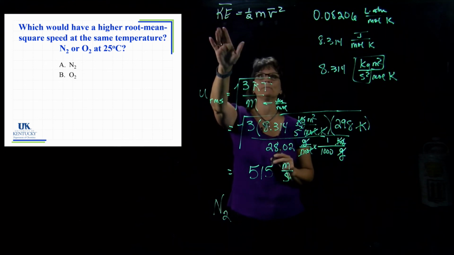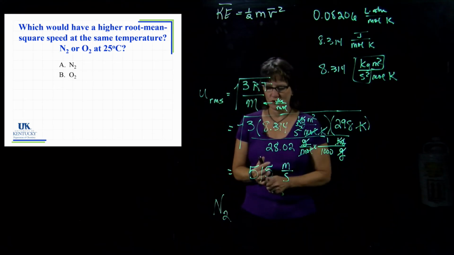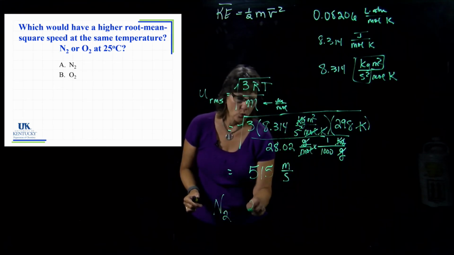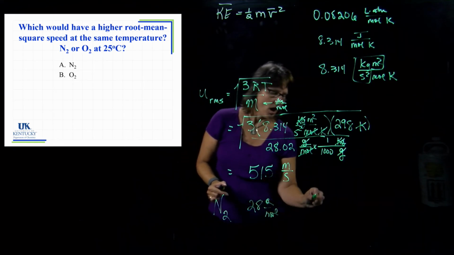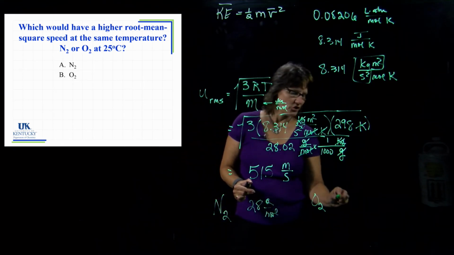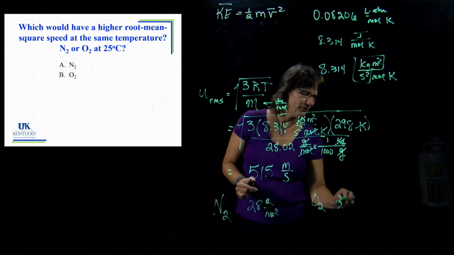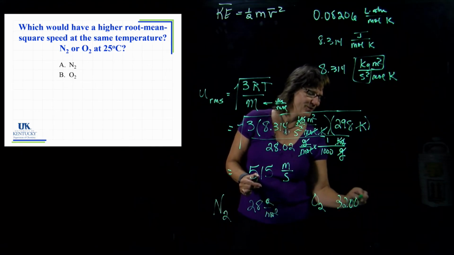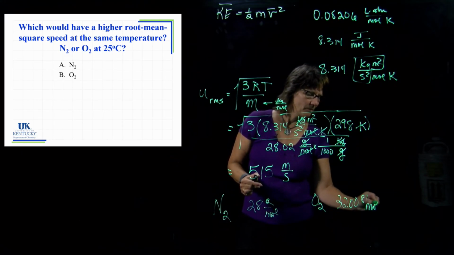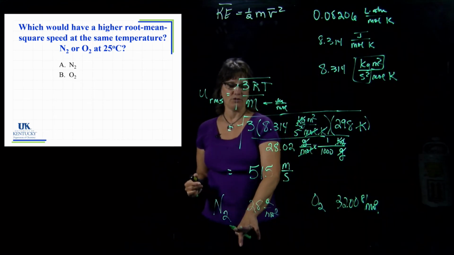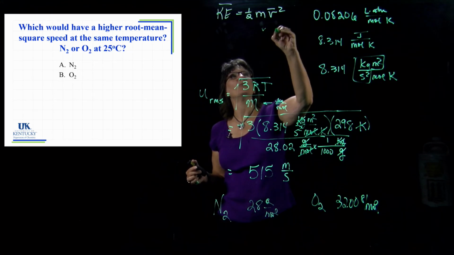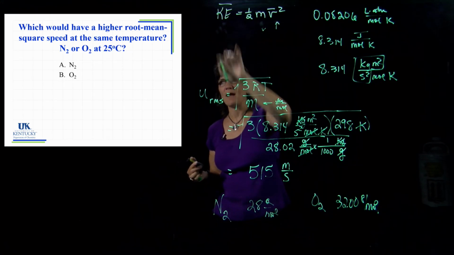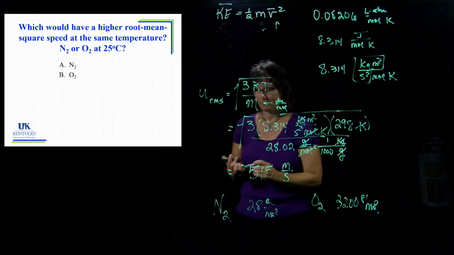Let me say that again. We know between nitrogen, which is 28 grams per mole, and oxygen, which is 32 grams per mole, that this is the lighter of the two, okay? If this is smaller between the two, then the speed has to be greater if they're both at the same average speed. So that'd be one way to think about it.